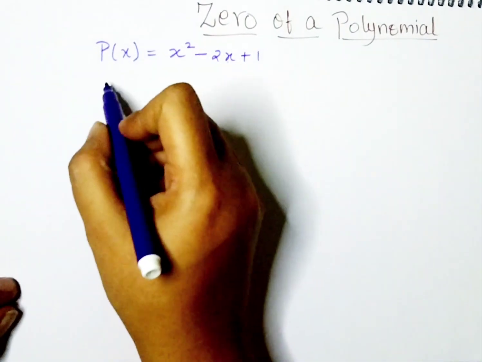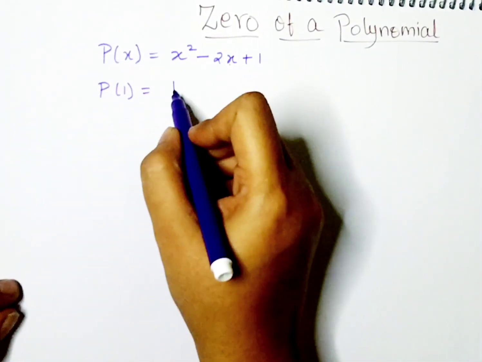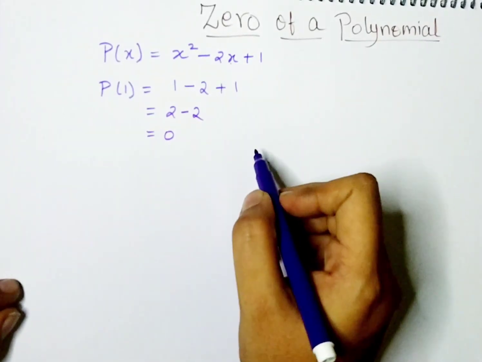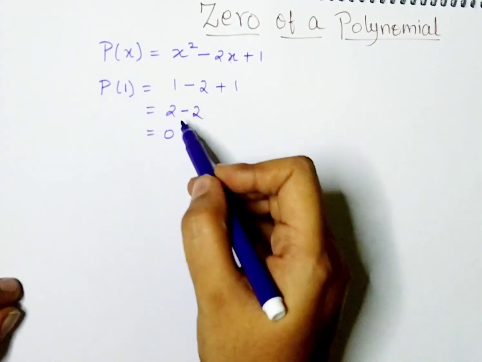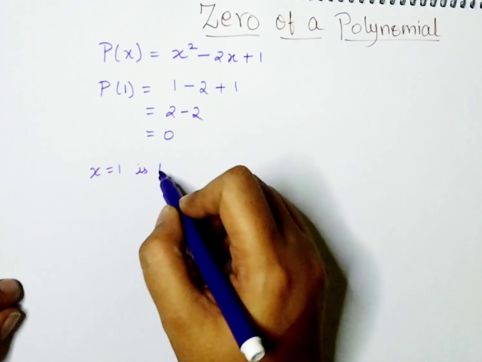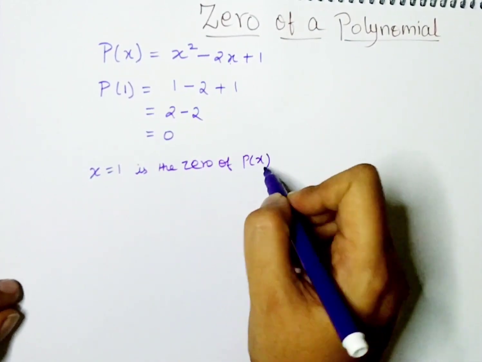Take for example, we substitute 1 in place of x. 1 square is 1, minus 2 ones are 2, plus 1. So 1 plus 1 is 2, and we have minus 2. This value we are getting as 0. That means when you substitute 1, we are getting 0. So x equals 1 is the zero of the polynomial p of x.